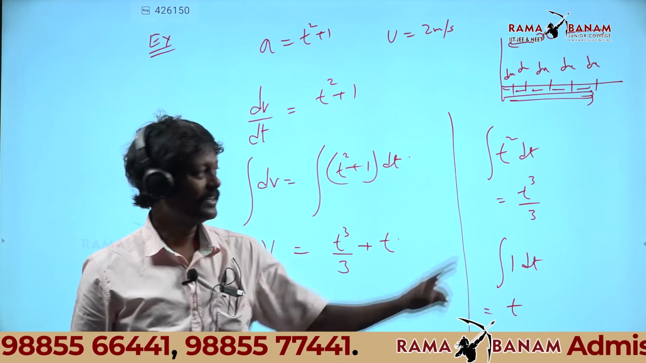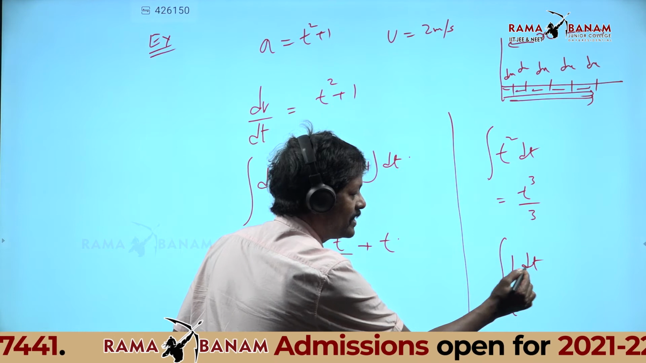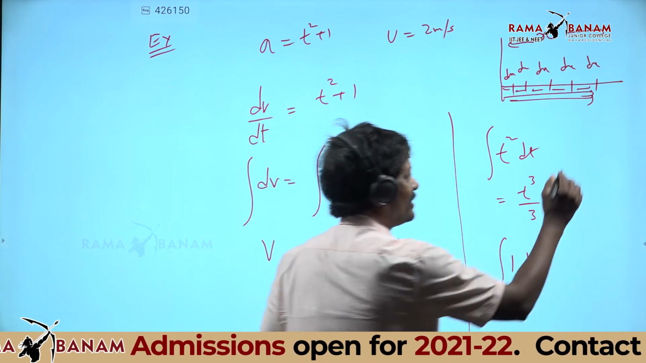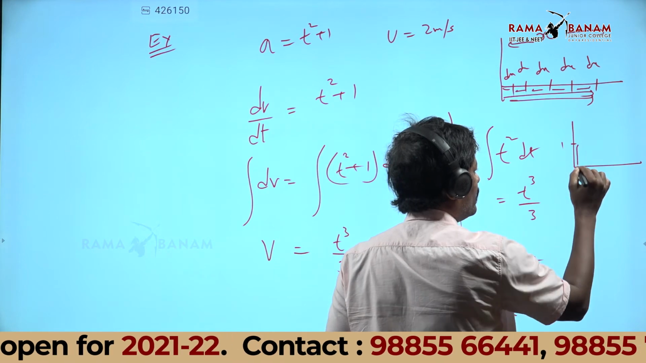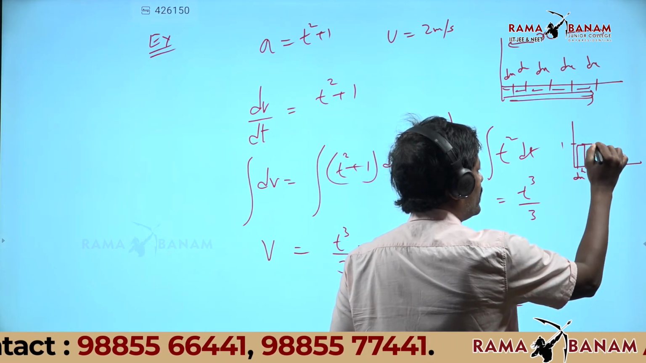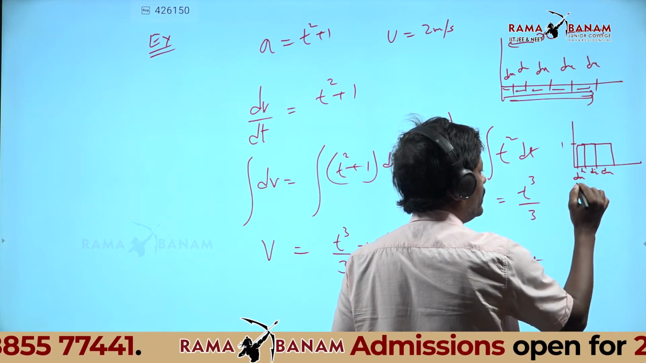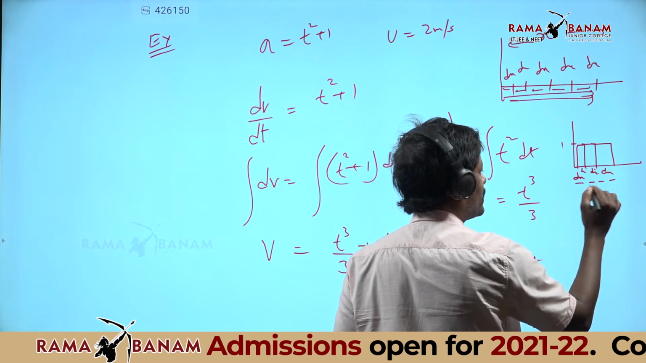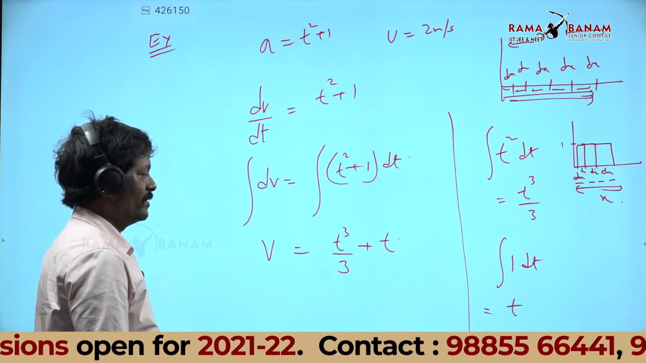Very important. Length and breadth. Here length is 1, breadth is dt. It is like this: length is 1, dx. Dx plus dx plus dx plus dx will give you x there. So integral dt is t.